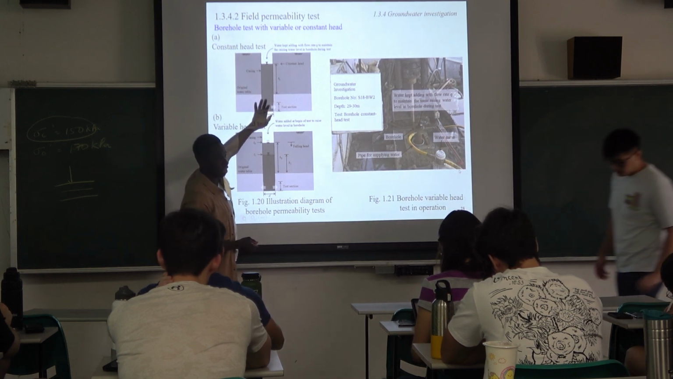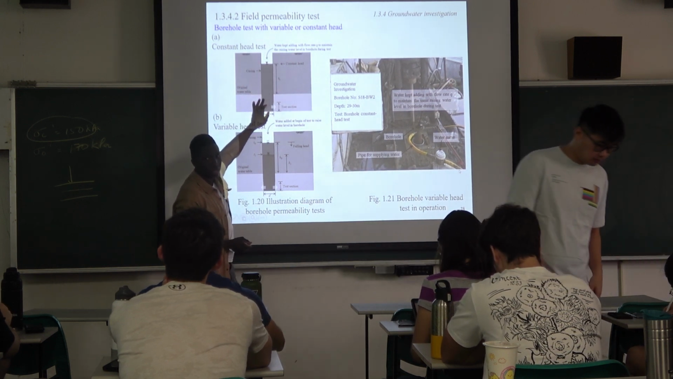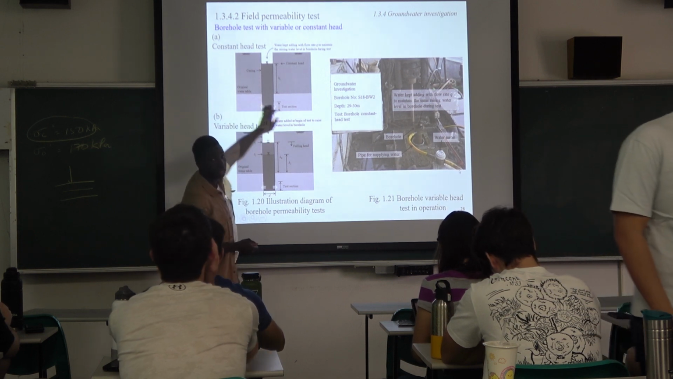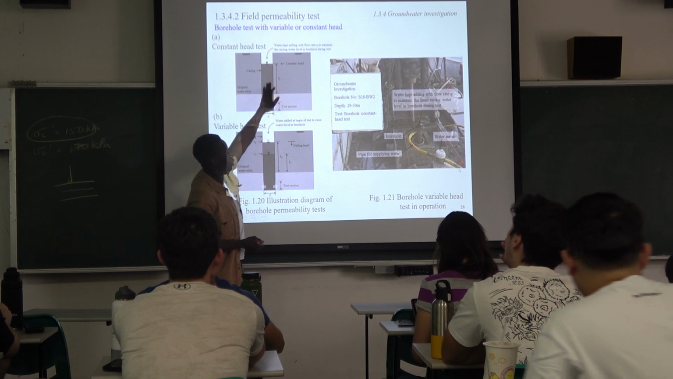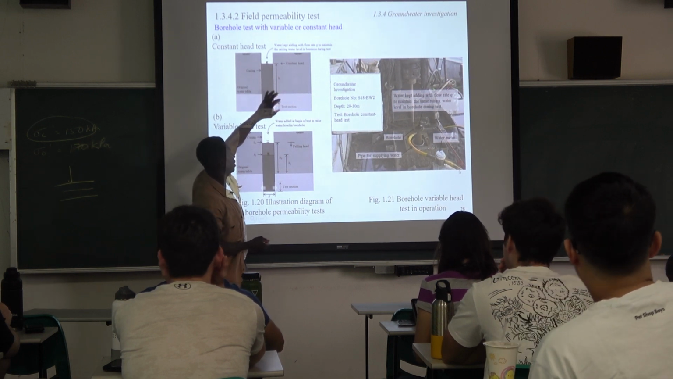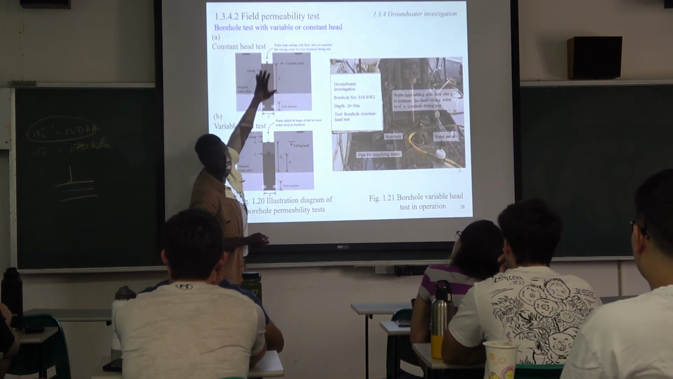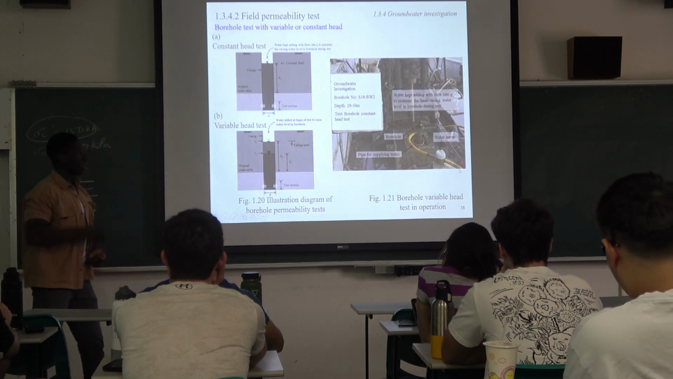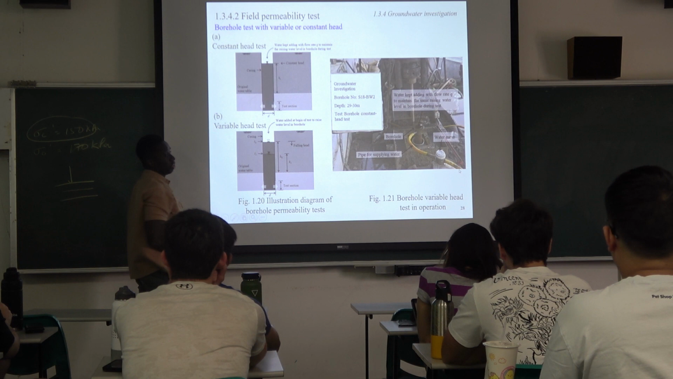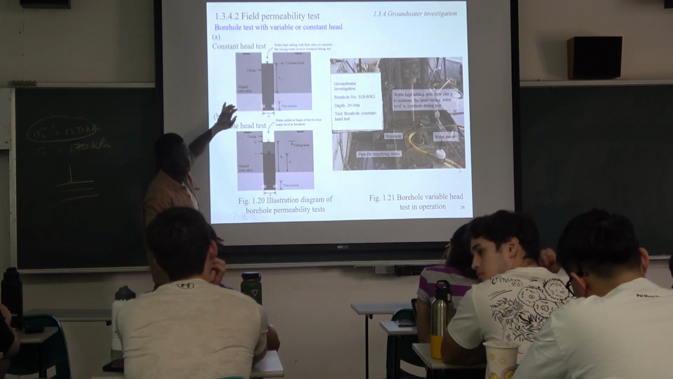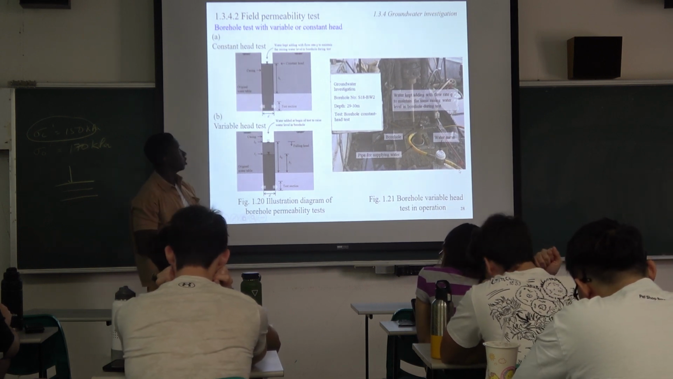If you put water here and you stop, what will happen? The water will go down because it will flow to the other areas. So the Q determines the rate at which you can put water here so that this height here doesn't change, it remains constant. If you get that Q, then that will give you the hydraulic conductivity of this test section.